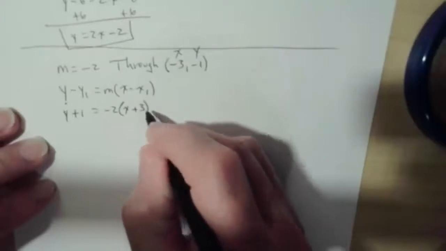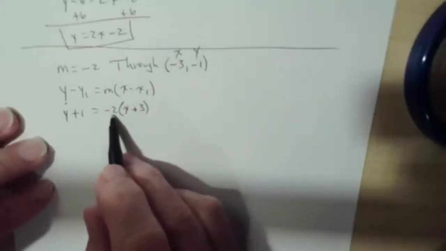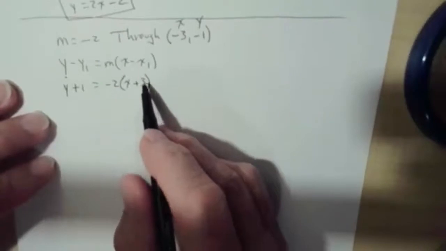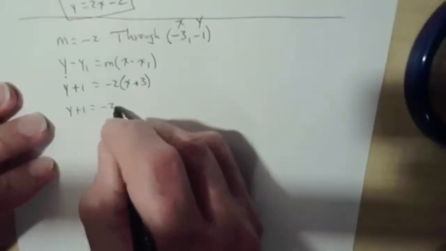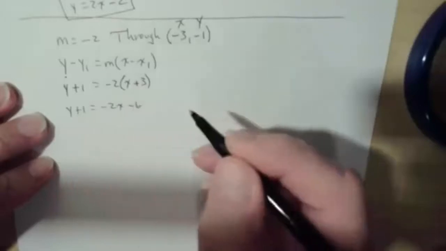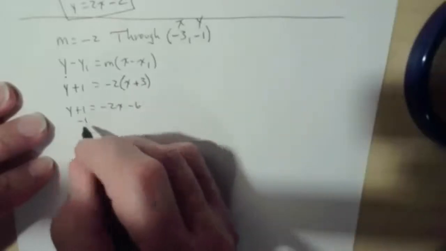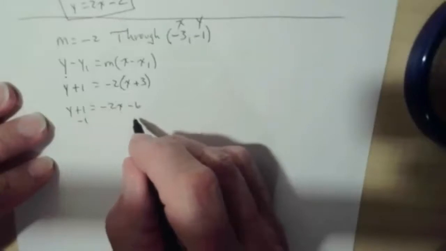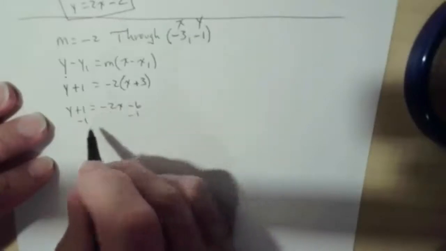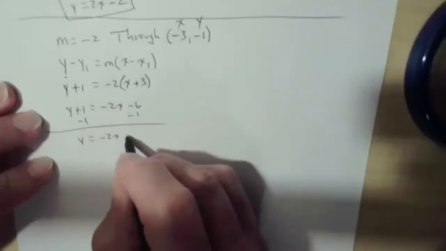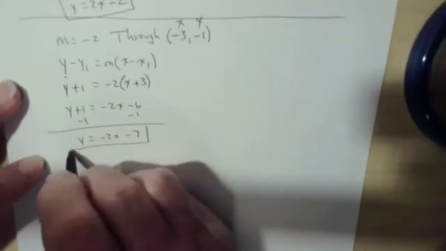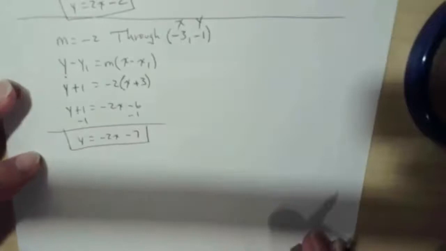Now we distribute the -2 over everything inside of the parentheses, and we get y plus 1 equals -2x minus 6. Subtract 1 from each side, and we get y equals -2x minus 7. Okay? Okay. What fun is this?